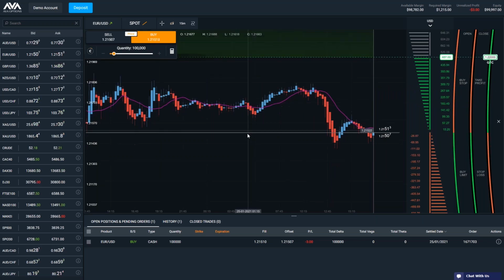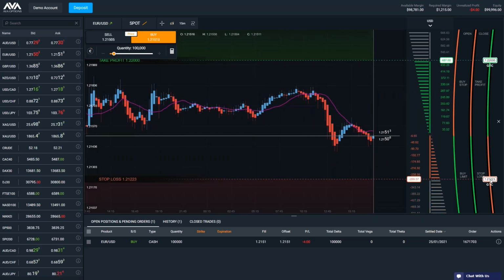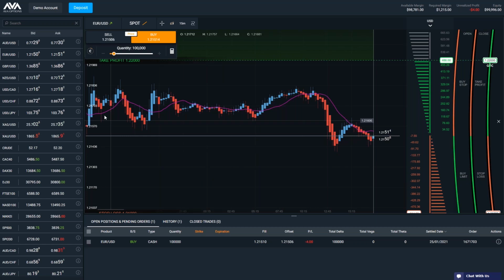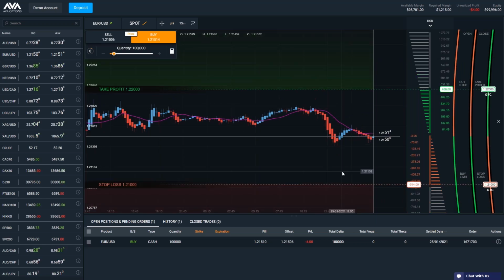We can put in a take profit. We can also put in a stop loss. Double click, put in a specific level. Let's say I want to put in a stop loss at 121. And there's how much money I can lose. So I'm putting in a take profit and a stop loss, 121 and 122. I'm limiting the amount that I can lose, and I'm limiting the amount that I can profit.